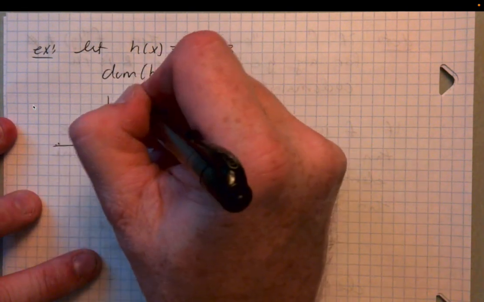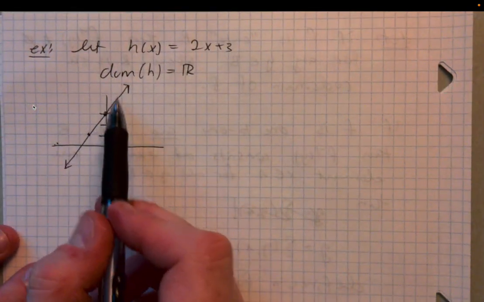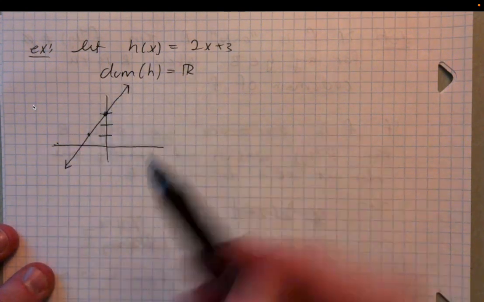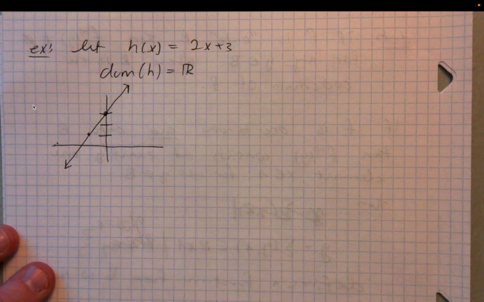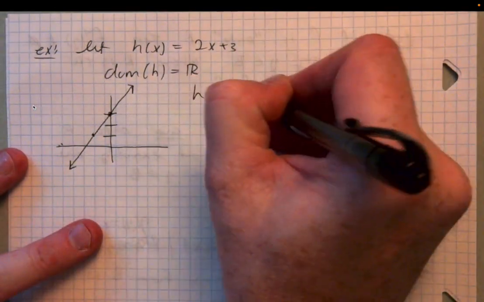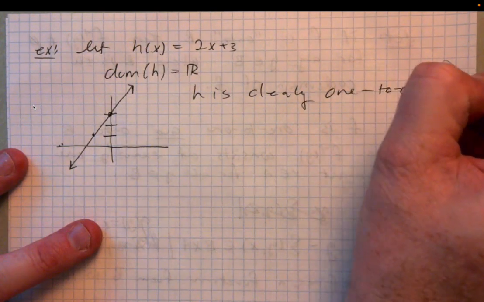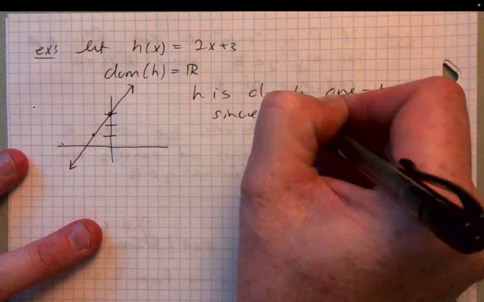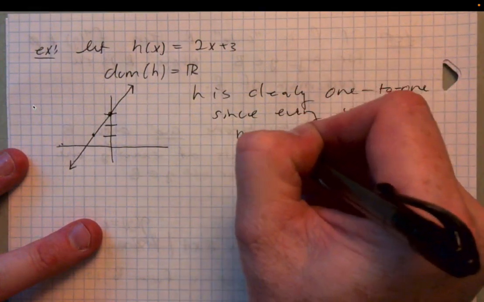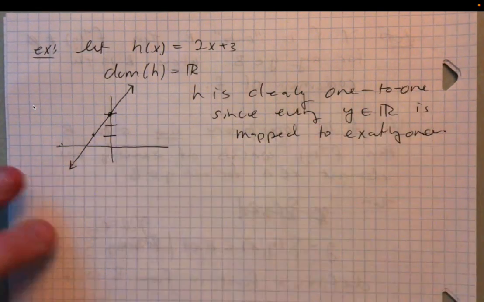It cuts through, it's a straight line, right? So every element on the y-axis is mapped to exactly once, right? There's no turning back, right? It's a monotone function, in this case, it's strictly increasing. So h is clearly 1-to-1, since every y in the real numbers is mapped to exactly once.